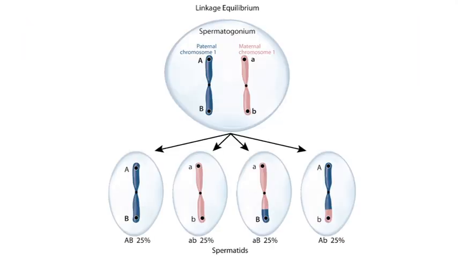This is a figure of linkage equilibrium, which can be found in Section 3 of Genetics. In the figure illustrating independent assortment, we could see 2 sets of homologous chromosomes, chromosomes 1 and 2. In this figure, however, we can only see 1 set of homologous chromosomes.